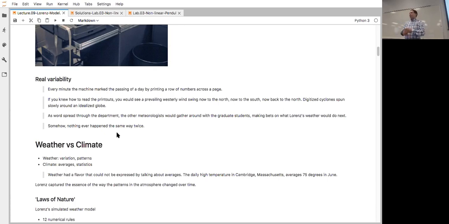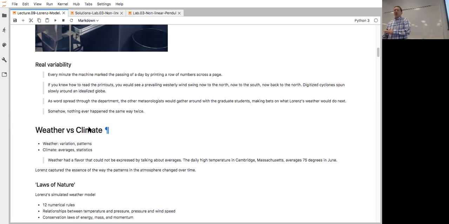The daily high temperature in Cambridge, Massachusetts averages 75 degrees in June. Well, that's great to have a statement like that, a climate statement, but you want to know what the temperature actually is every particular day for all different months of June. And the thing about Lorenz's model is it captured the essence in the way that the patterns of the atmosphere changed over time. You had those structures in an equation. How did he come up with this? Where's the basis of this? What were the equations of motion for this model?